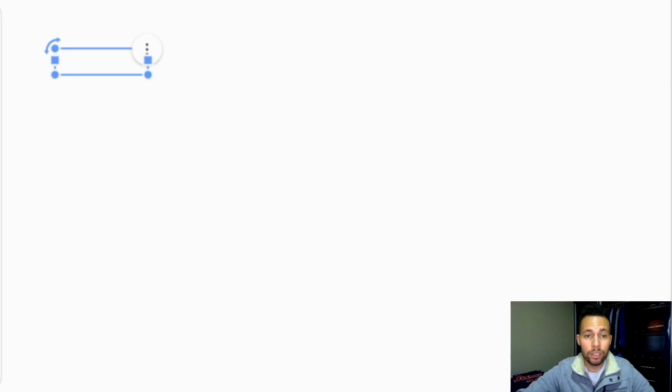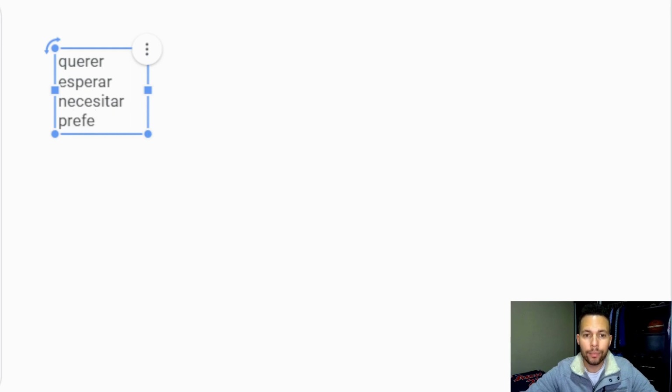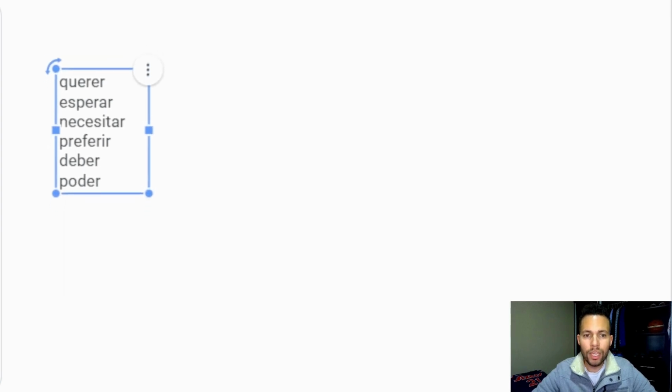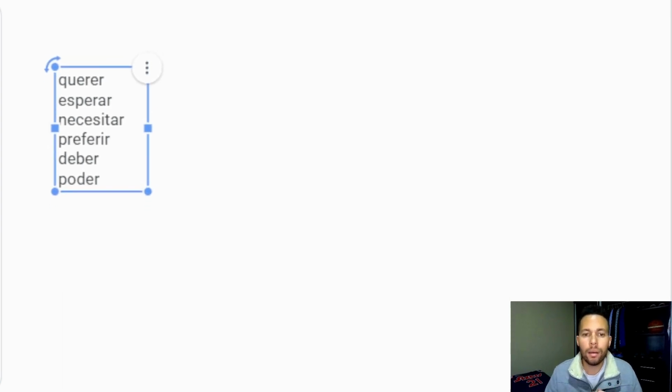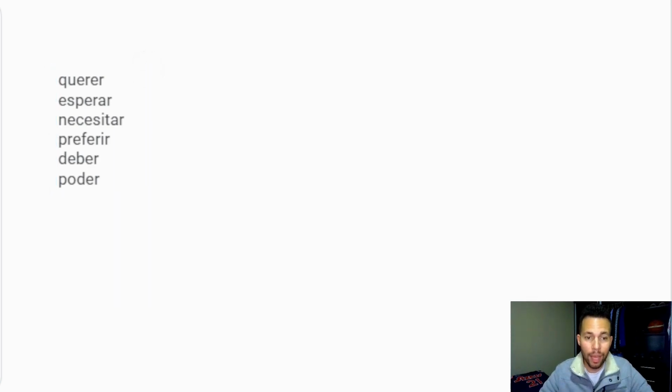So, with words such as querer, esperar, necesitar, maybe something like preferir, deber, poder. So these are some basic verbs that generally have an infinitive verb attached to them. What do I mean by that?